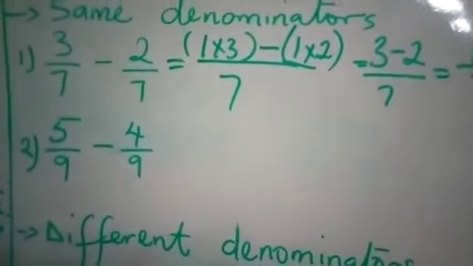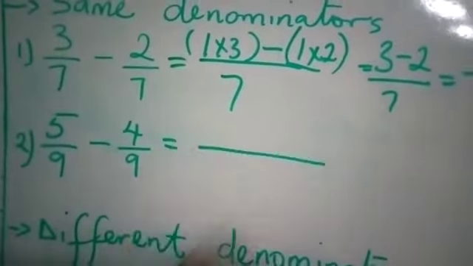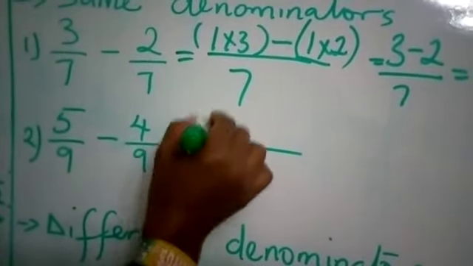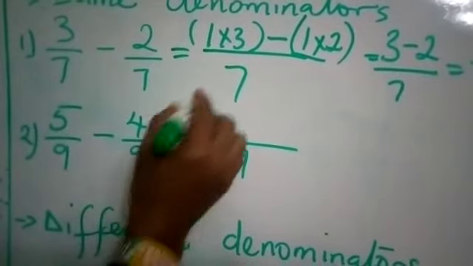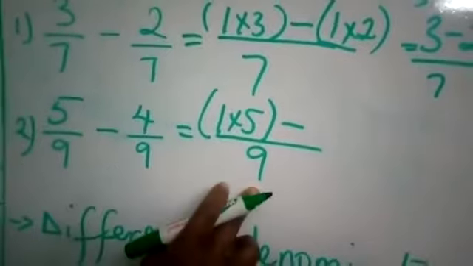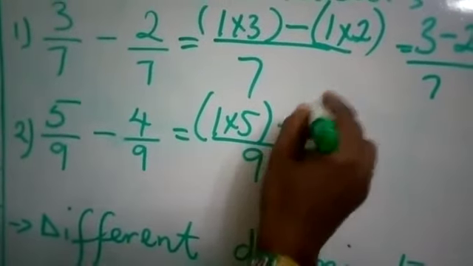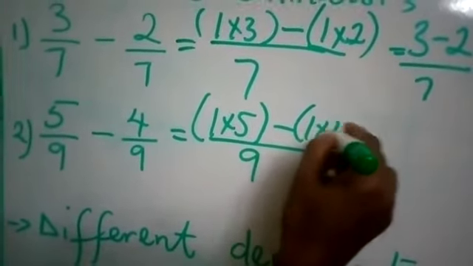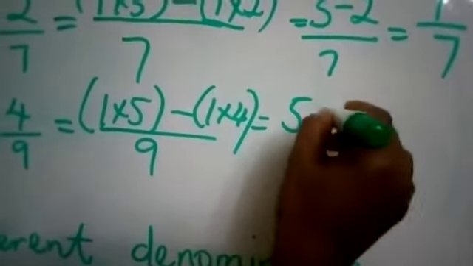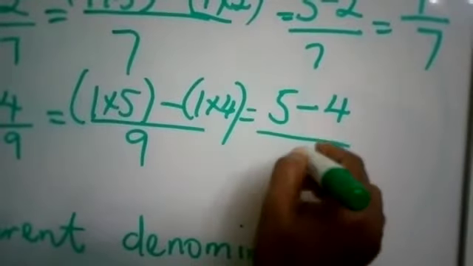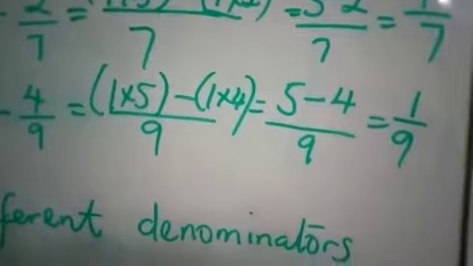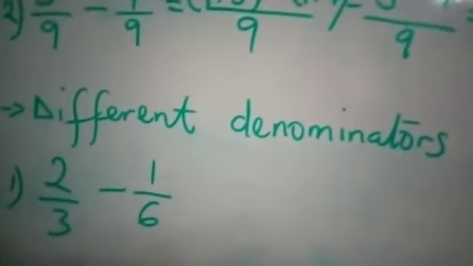Now we go to the next one. Common denominator there is 9. 9 into 9 is 1 times the numerator minus 9 into 9 is 1 times the numerator. So we're having 5 minus 4 all over 9, 1 over 9. Beautiful. All right, we go to the next, different denominators.